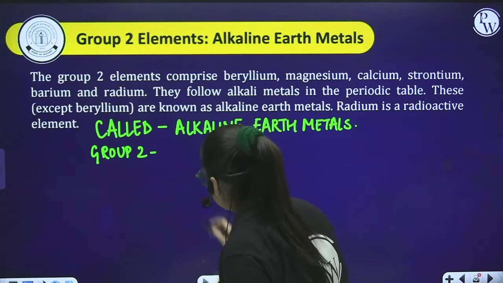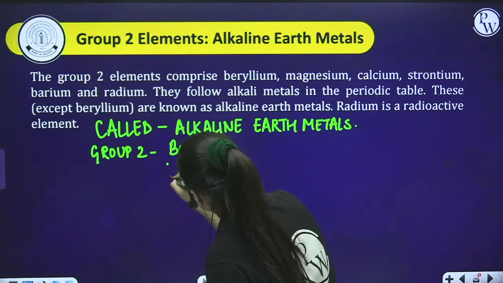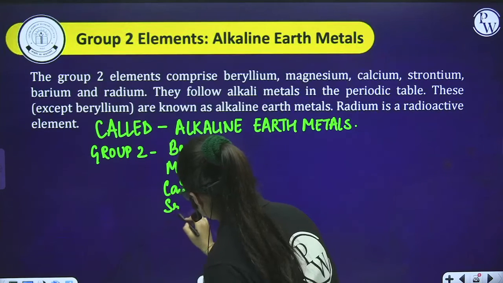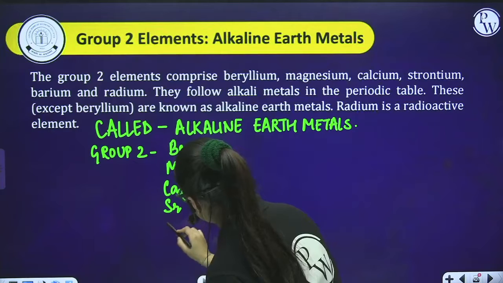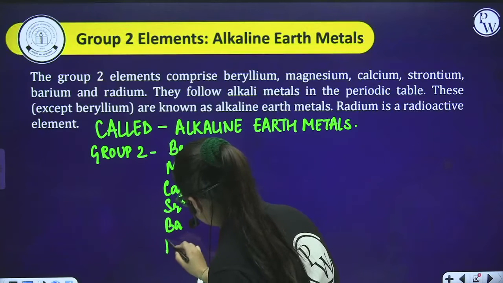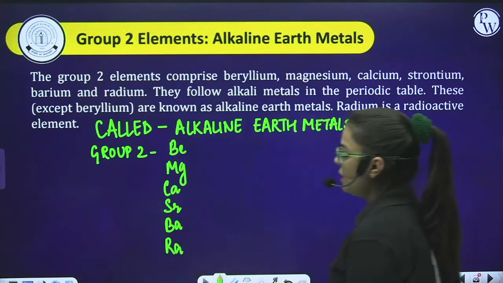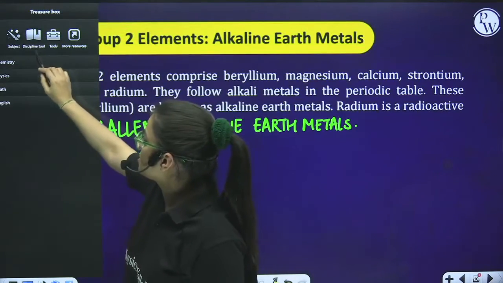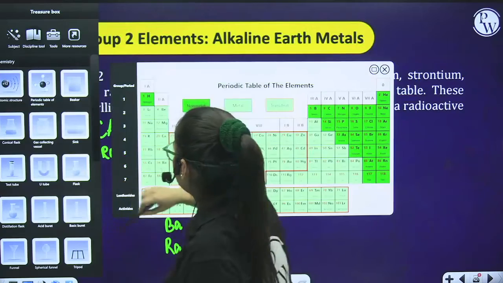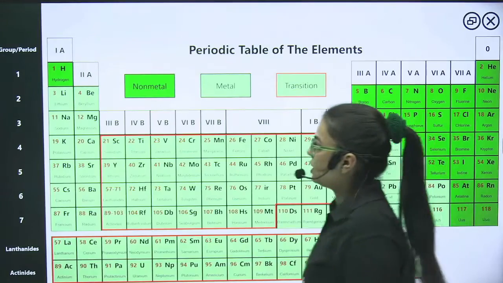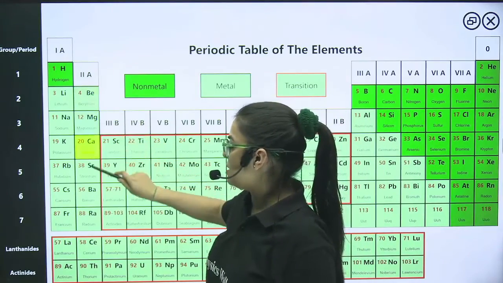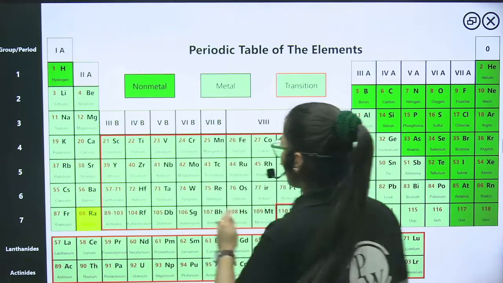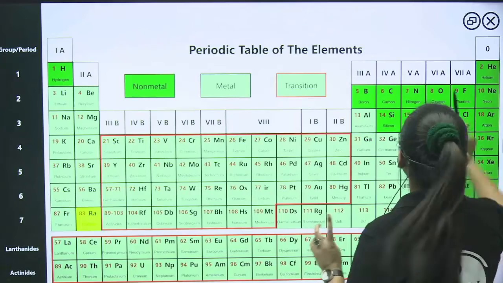Okay, I'll write it small. Beryllium, magnesium, calcium, strontium, barium and then the radium. Let me show you where they lie in the periodic table, students. So it is beryllium, magnesium, calcium, strontium, barium and radium. These are the group number 2 elements which lie at the left hand side of the periodic table.